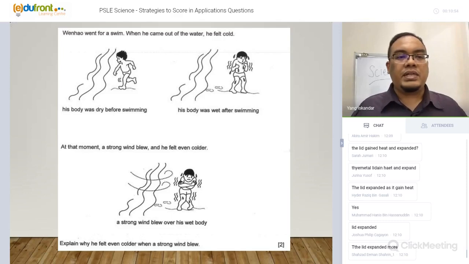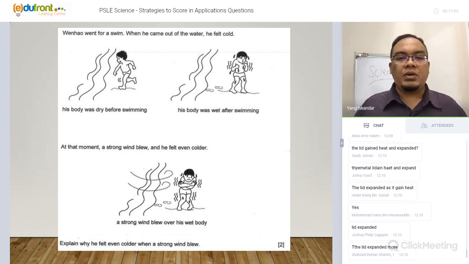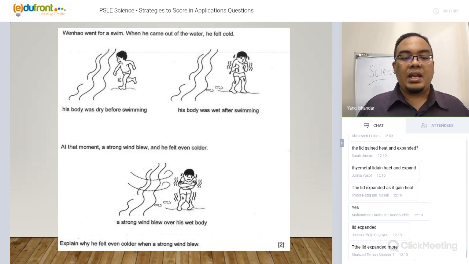This is another application question. Wen Hao went for a swim. When he came out of the water, he felt cold. At that moment, a strong wind blew and he felt even colder. Explain why he felt even colder when a strong wind blew. Okay, so this was one of the past PSLE questions, I think probably about 2-3 years ago.